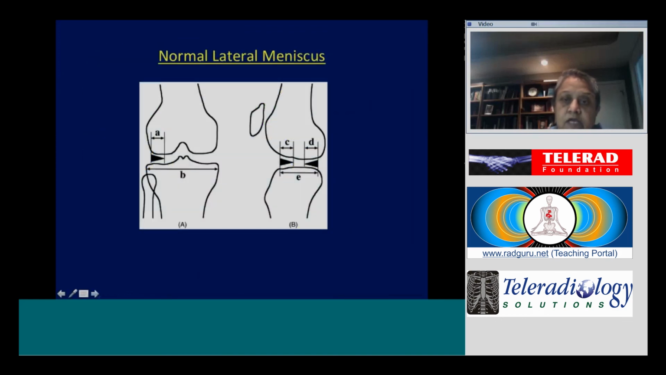Now, what are you looking for when you're looking at the lateral meniscus? Normally, this is a cartoon which shows you the optimal positioning of the lateral meniscus. And this is on the coronal view, and then on the lateral view, again, you see on the right-hand side of the screen the position or the bow tie appearance of the horns of the lateral meniscus.